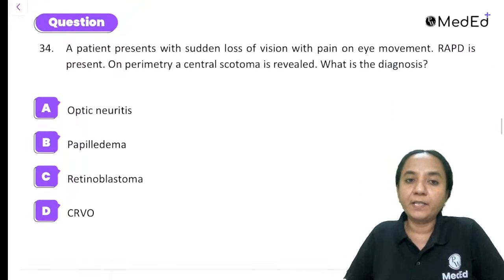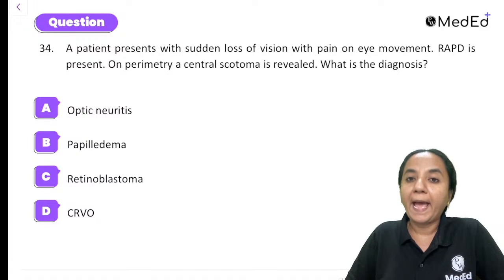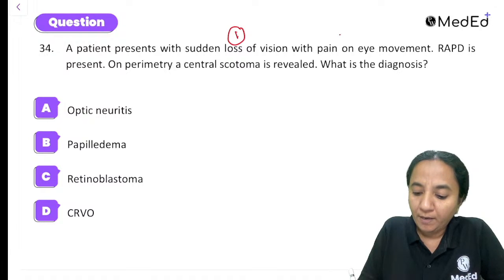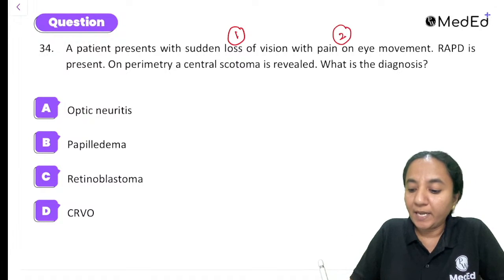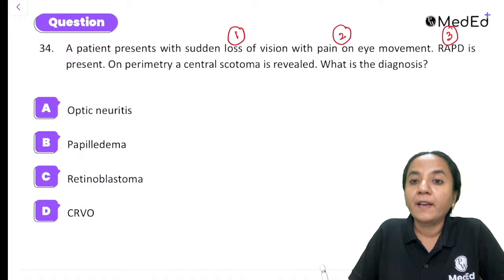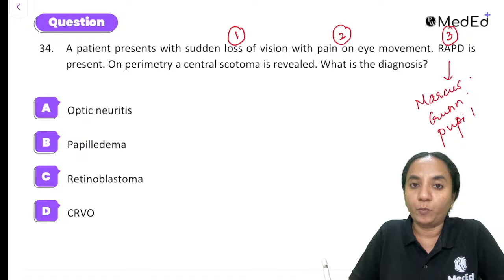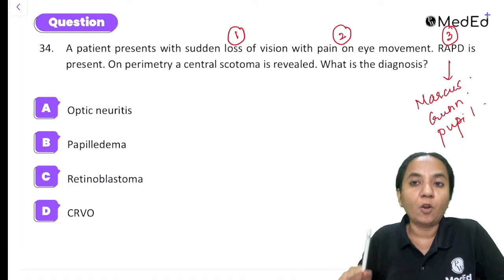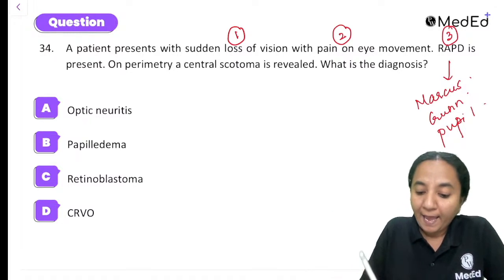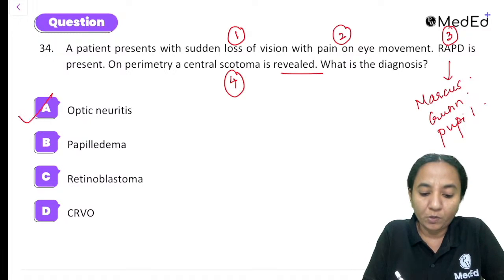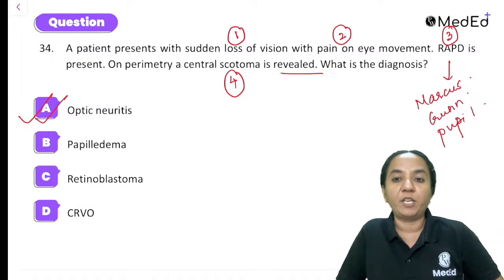A patient presents with sudden loss of vision and pain on eye movement. So the pointers in the question: loss of vision, pain on eye movement. Third, RAPD. RAPD means relative afferent pupillary defect, or they may mention Marcus Gunn pupil, because the other name for RAPD is Marcus Gunn pupil. So sudden loss of vision, pain on eye movements, RAPD, and central scotoma on perimetry. All this gives us a diagnosis of optic neuritis, that is an inflammation of the optic nerve.